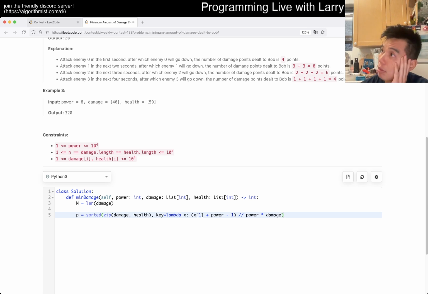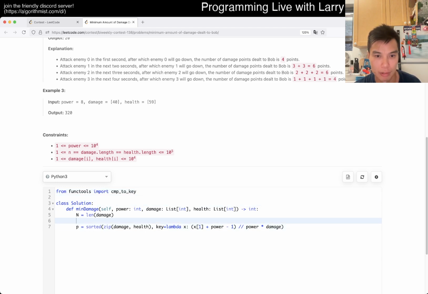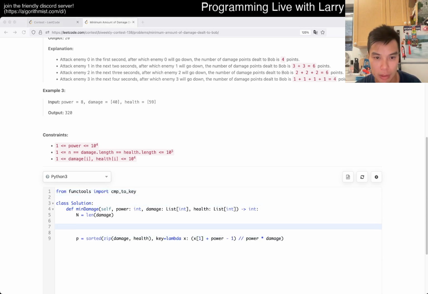I mean, we can also write this in a more whatever way, but what is the thing for exchange? Python comparator. There's a thing that I always forget. Functools compare to key. I think I'd like to write it that way a little bit more.